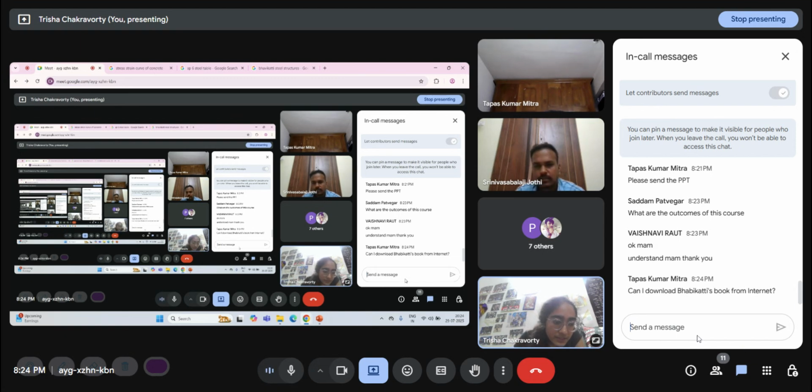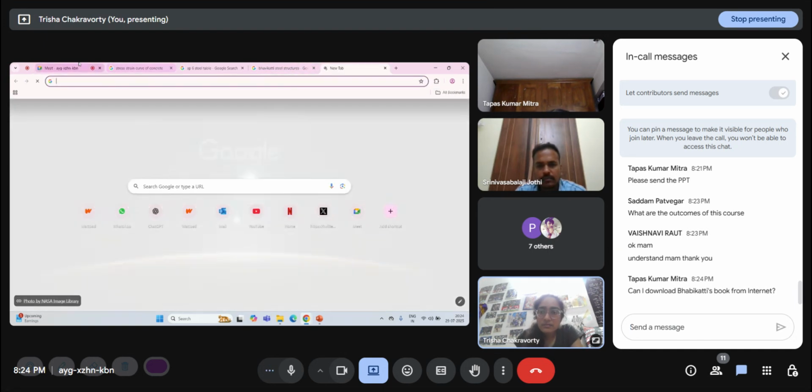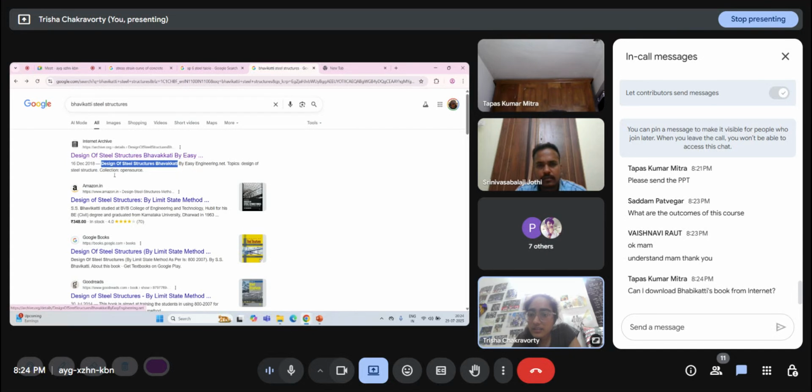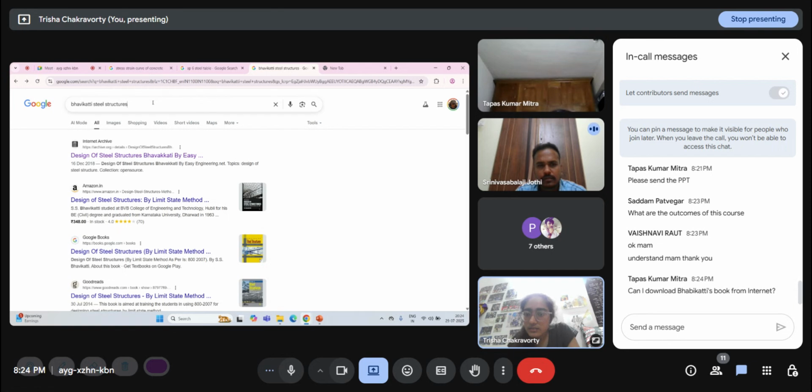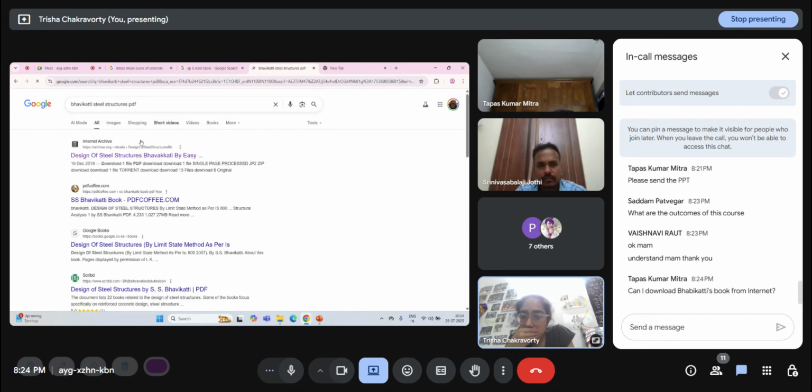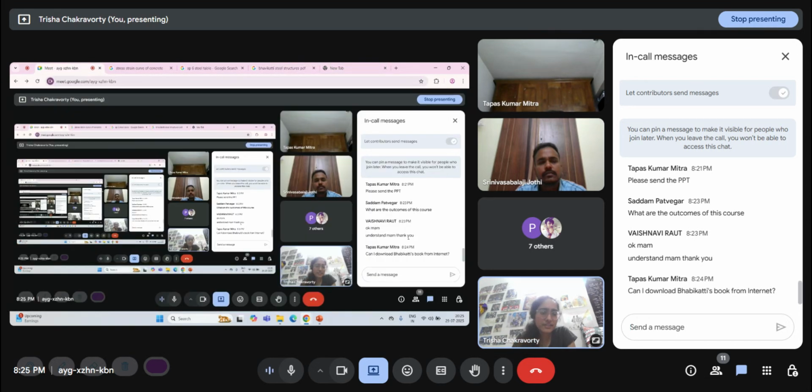Can I download Bhavikatti's book from the internet? Okay, I'm not sure about that. I think you should be able to, on some site like Library Genesis. I had the physical copy of the book, so I didn't look for that. I can't find it right now.